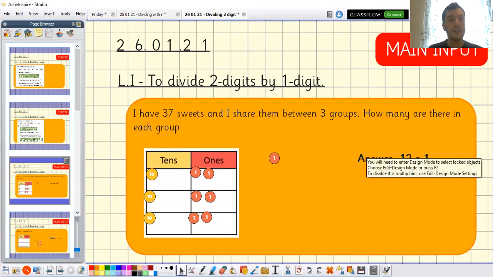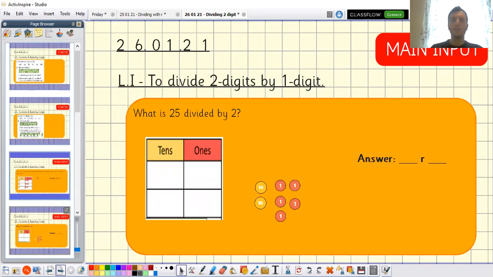Well done if you had a go at that yourself, and particularly well done if you got the same answer as I've just shown you there. Let's have a look at another example together so we can continue to practice this. So what is 25 divided by 2?